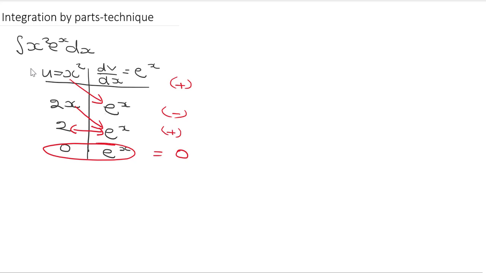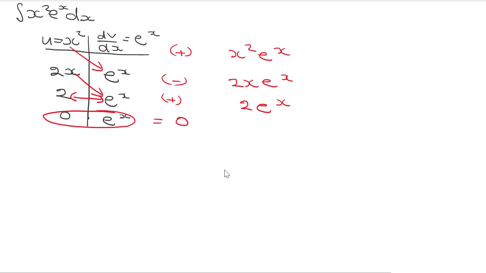I'm going to write it here: x squared times e raised to the x. The second diagonal is 2x times e raised to the x, and the horizontal line is 2 times e raised to the x. Right, so we have our signs.